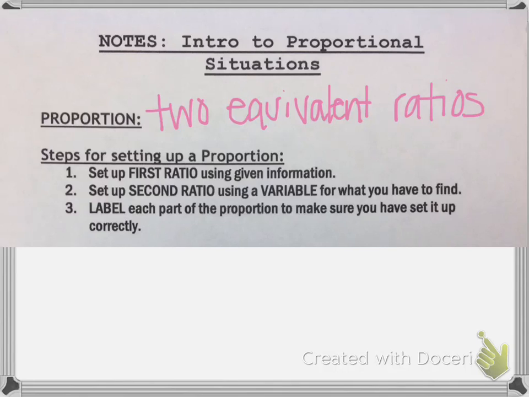And here are the steps for setting up a proportion. We set up the first ratio using the given information. So we find that information in our word problems. The second ratio, we use a variable. Variables are usually represented by the letter X. This is what you have to find. We make sure that we label each part of the proportion to make sure you have it set up correctly.